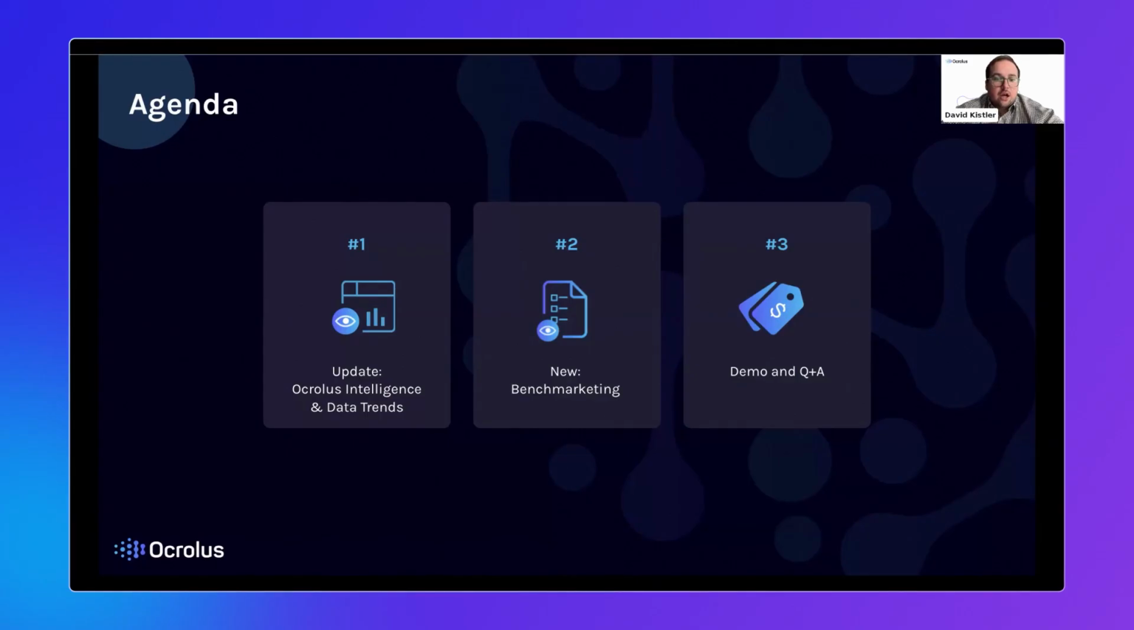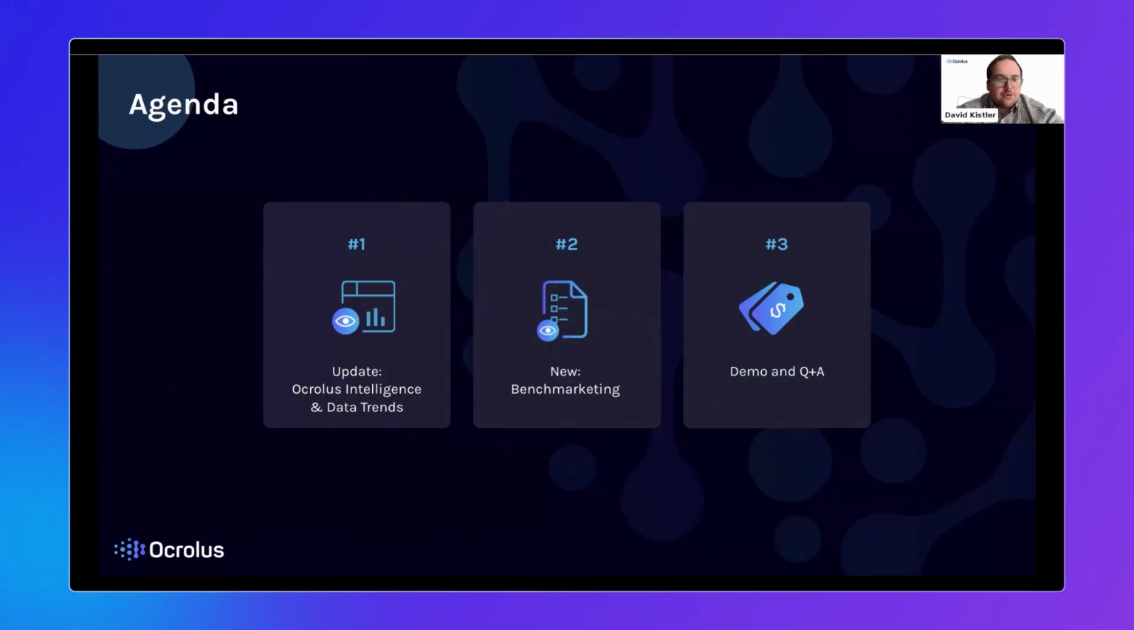Next, we'll show Ocrolus Intelligence in action with a short live demo highlighting some of these insights that are available directly inside each book. No new tools or workflows required. And then finally, we'll wrap up with a Q&A. So with that, let's go ahead and jump in to some of today's content.